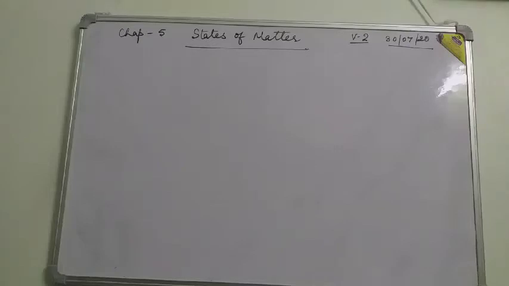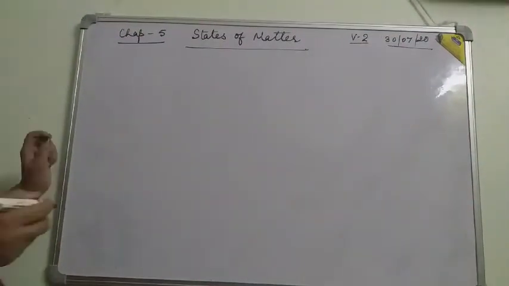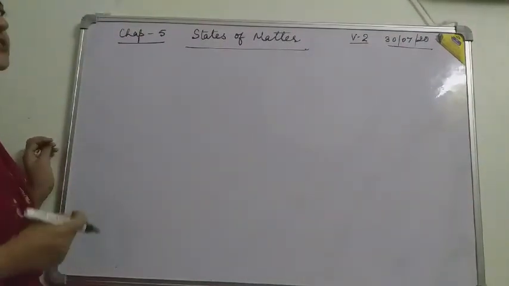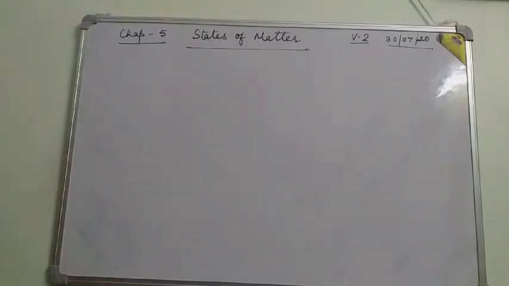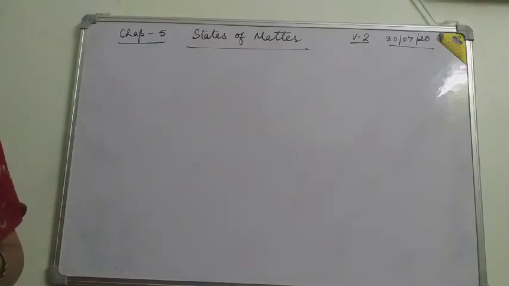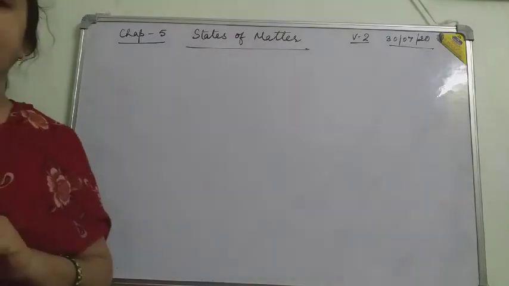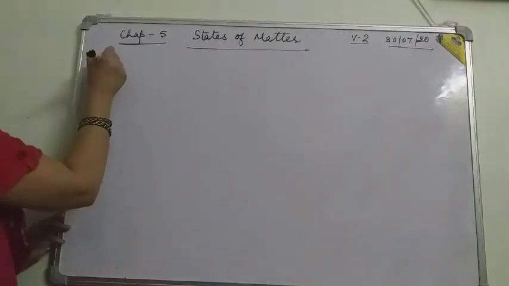Good morning everyone. In chapter 5 we have discussed the states of matter, and in the previous video we discussed the different types of interaction. First is London force, second is dipole interaction, third is the dipole induced dipole interaction, and the fourth one is hydrogen bonding.